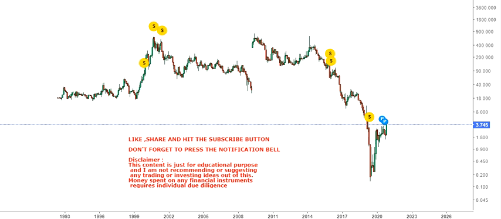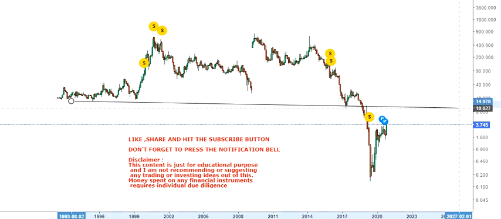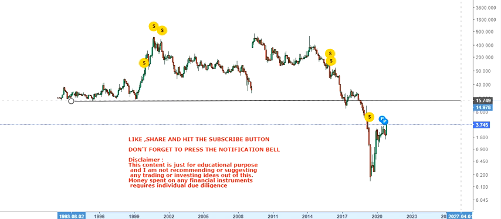Friends, in this video we are going to discuss Fuel Cell Energy, and this is the long term chart or the monthly chart of this particular stock. We have the data since 1992, and it's a substantial amount of data. What we can probably do here is divide the trend into two parts.